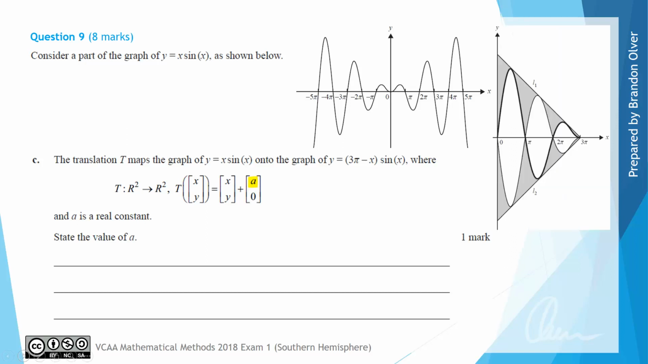So in reading time, hopefully you had a look at part D and you would have seen this graph, where we can see the graph of y equals x sine of x has been translated 3π units in the positive x direction to give another graph that is described in more detail in part D, which we'll come across in a moment. So because we know the graph has been translated 3π units in the positive x direction, we know that A is simply equal to 3π. So that is the answer to part C of this question.